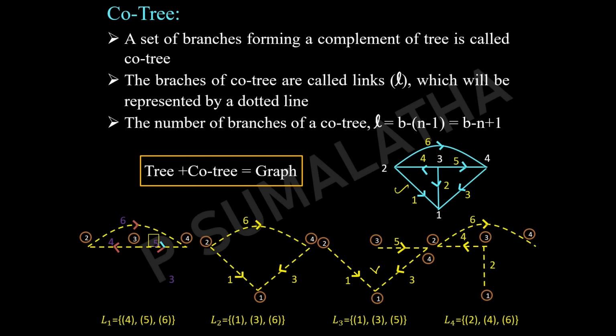So the branches of the cotree will be equal to the total number of branches of the graph minus the number of twigs. The number of twigs are nothing but the branches of the tree, and this will be equal to the branches of the cotree, which is represented by L. So tree branches plus cotree branches will give the total number of branches present in the graph. I hope it is clear what is meant by network, node, network topology, tree and cotree concepts.